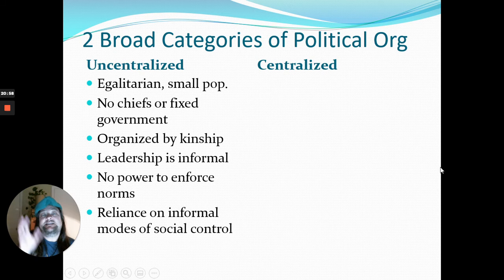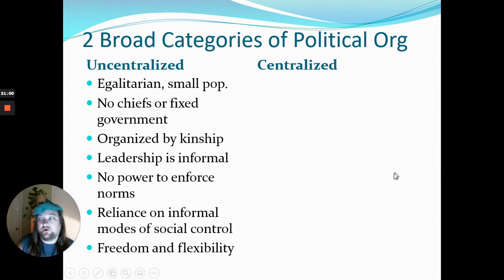You start to see centralized forms of political organization when, oh, sorry, I forgot a point here on the other side. So people have more freedom and flexibility in these smaller, uncentralized systems. And uncentralized, I didn't actually address that word, right? But uncentralized means that you don't have this centralized power.